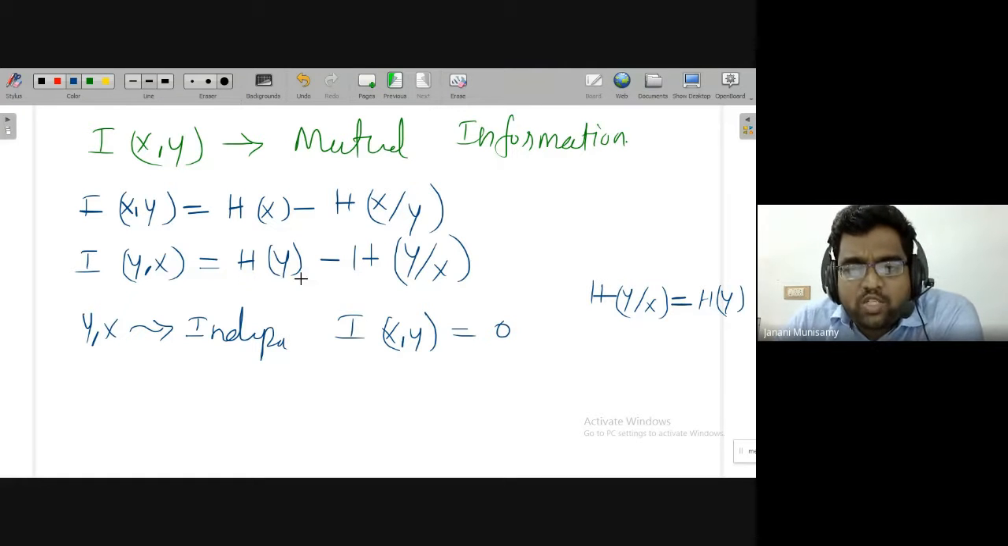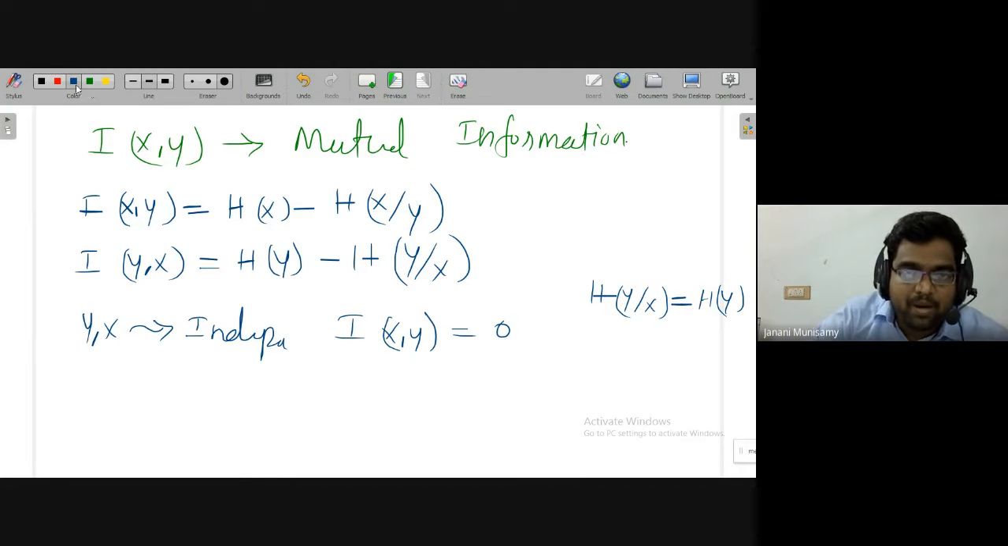See, what is h of y? h of y is the uncertainty at the output side. Y indicates the output. Now, what is h of y given x? I know what I have transmitted, what has been transmitted at the transmitter side, x. Then you find out the uncertainty. Definitely here there will be more uncertainty and here there will be less uncertainty. Then the difference between the two is the mutual information between these two, x and y.